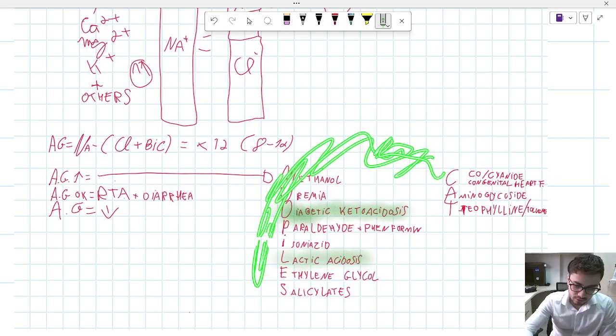Okay, so we have the salicylates, and we also have the CAT part here. We can have carbon monoxide, cyanide, and congenital heart failure. We have the aminoglycosides, the antibiotics, and the theophylline and toluene intoxications too. You can see that there's a lot of intoxications here.